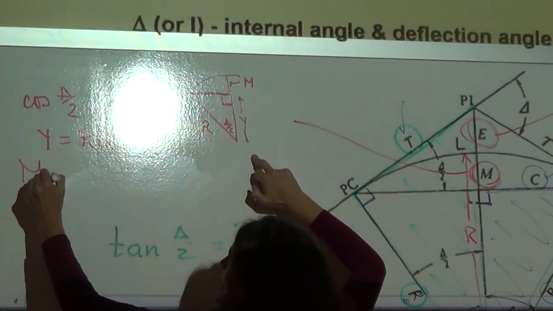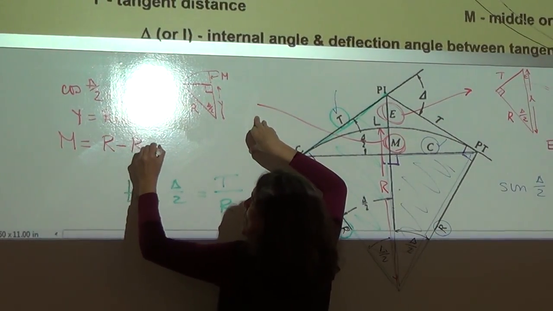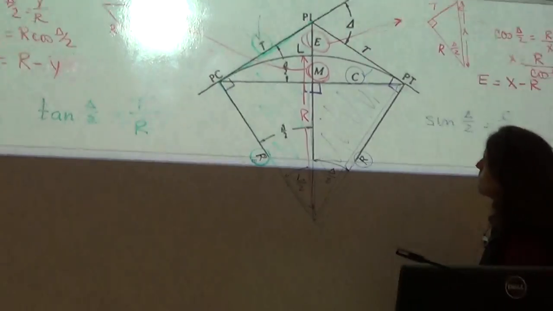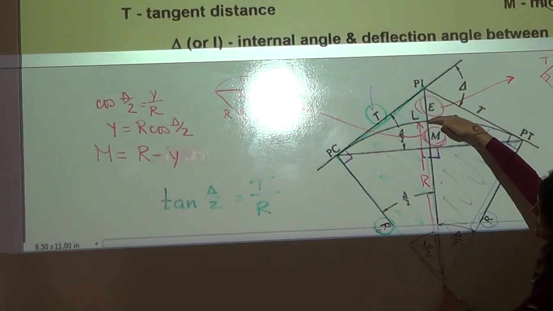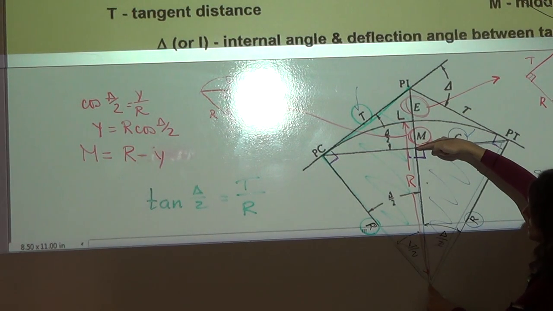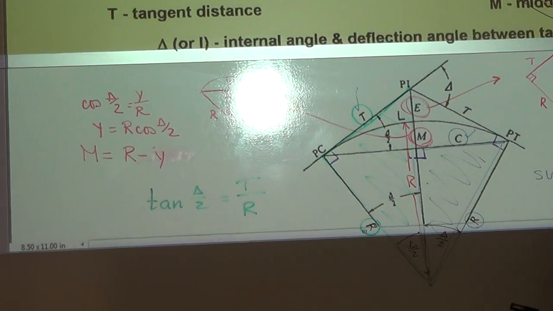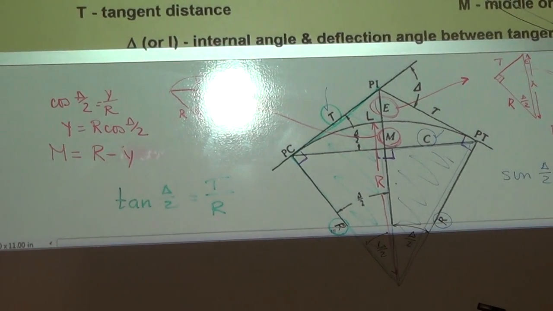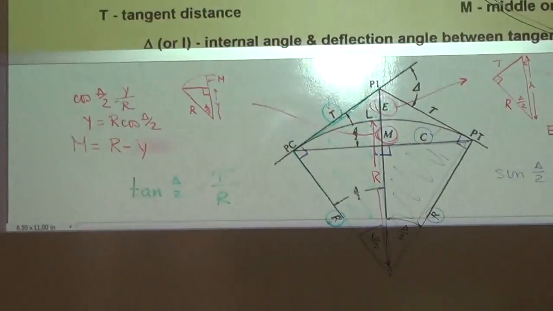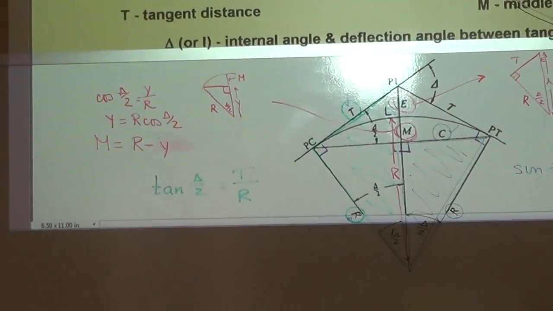And then wouldn't M just be equal to, what's this whole thing? R minus R times the cosine, well, I'll just say Y. If the distance from here to here is the whole radius, and I just calculated what the distance is from here to here, can I just take this radius and subtract out Y, and now I get my M?